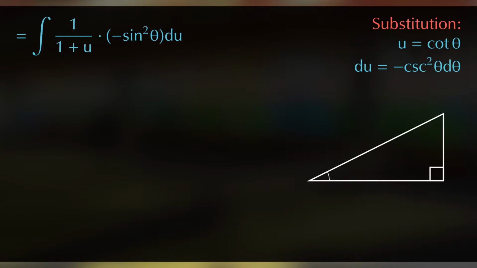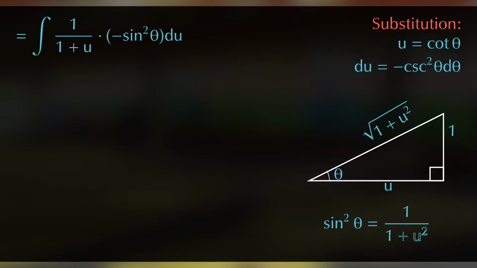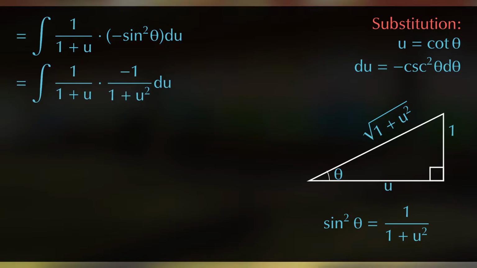We'll draw a substitution triangle. Since u is cotangent theta, u is the adjacent side to the angle theta, and 1 is the opposite side. The hypotenuse will be square root of 1 plus u squared. Hence, sine theta is 1 over square root 1 plus u squared. We'll plug that in for sine theta.